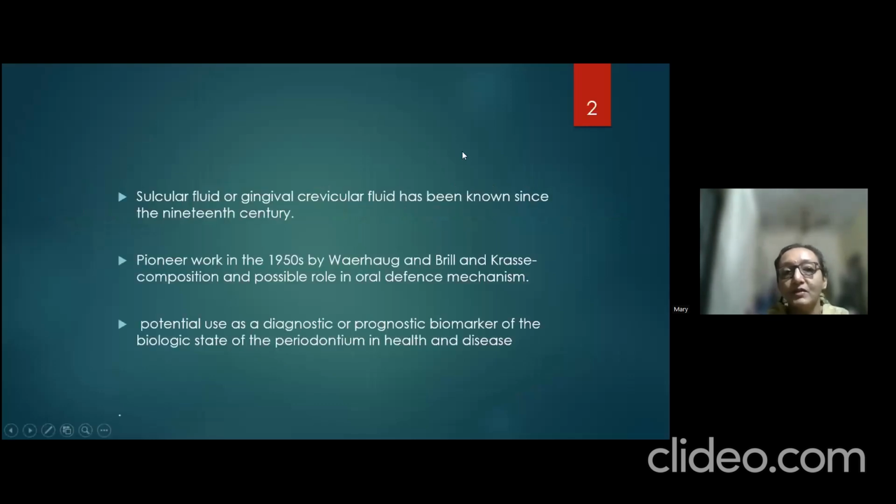So the sulcular fluid or gingival crevicular fluid has been known since the 19th century. The pioneer work regarding the gingival crevicular fluid was done by Verhoeven, Brill and Kratz in the 1950s, and the composition and the possible role in defense mechanism was studied by them. Nowadays, the potential use of the gingival crevicular fluid as a diagnostic or prognostic biomarker of the biological state of the periodontium is also well known to each and every one of us, as it indicates the state of the periodontium, whether it is healthy or diseased.